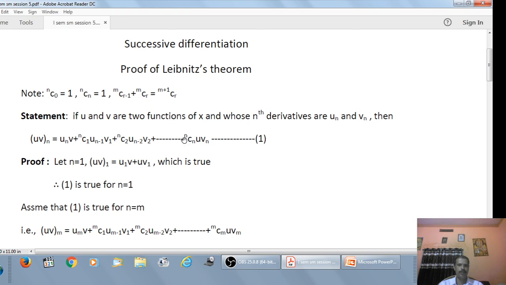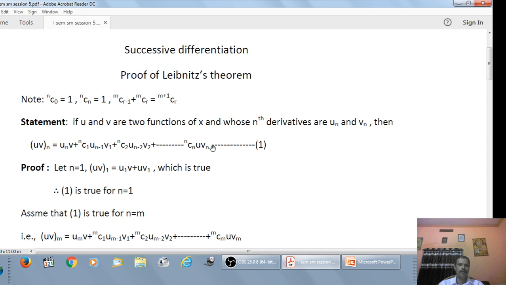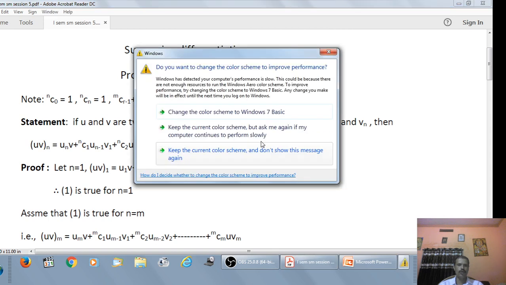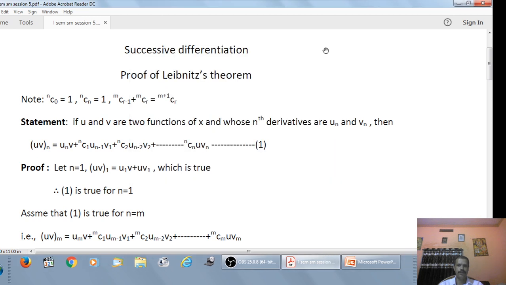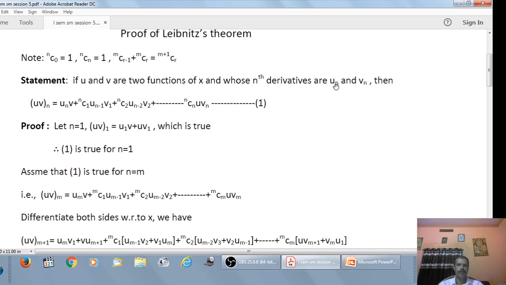plus the last term is NCN u into the nth derivative of v, second one. Now call this as 1. Here I have to prove this result is true for all positive integer n. Here n is positive integer because the derivative starts from 1, u1, u2, u3 like that, and that means here n is a positive integer. Now I have to prove this result for all positive integer n.